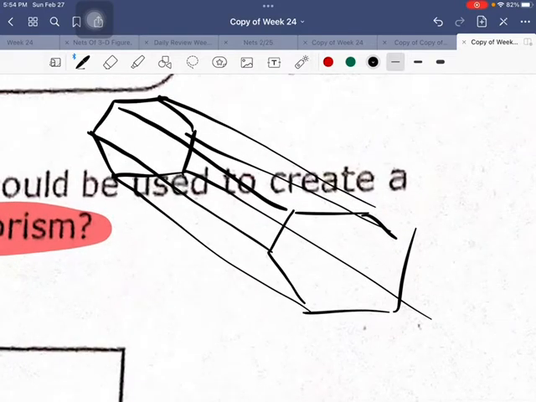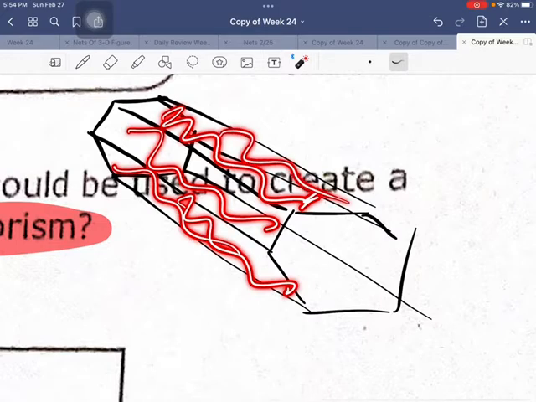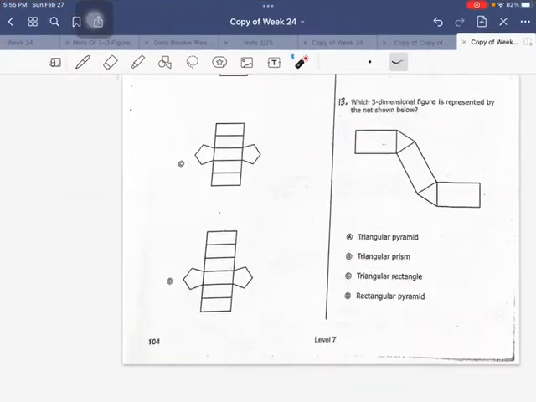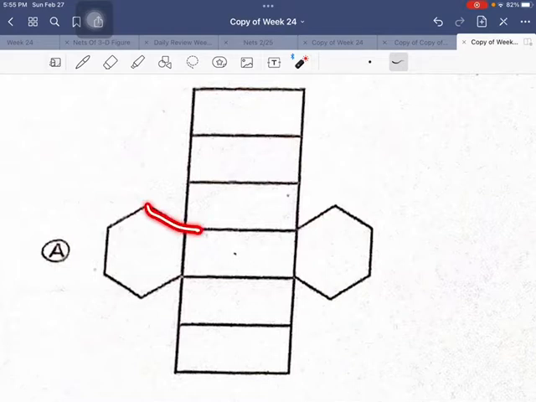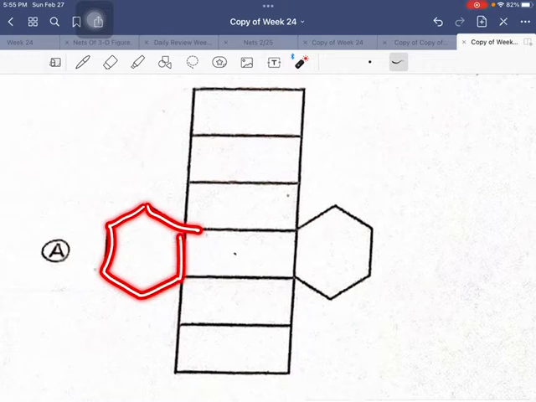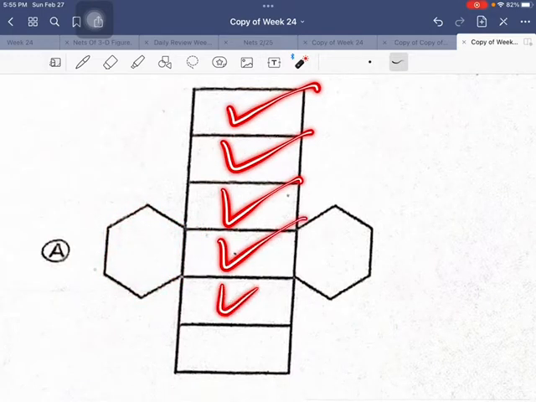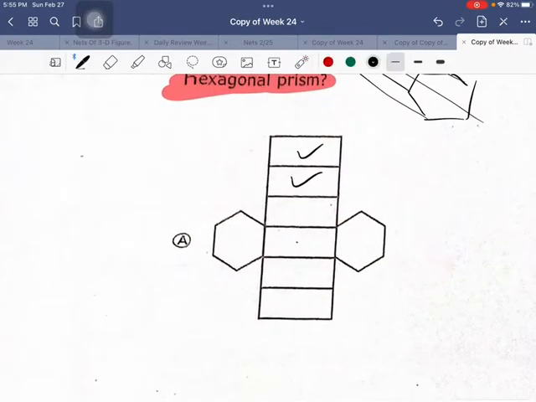Well, I have how many rectangles? I have the top, bottom, side, side, side, side. How many rectangles should I have? And you can check your paper. Well, how many sides do I have in the hexagon? 1, 2, 3, 4, 5, 6. That means I should have 6. 1, 2, 3, 4, 5, 6. Maybe. It could be.